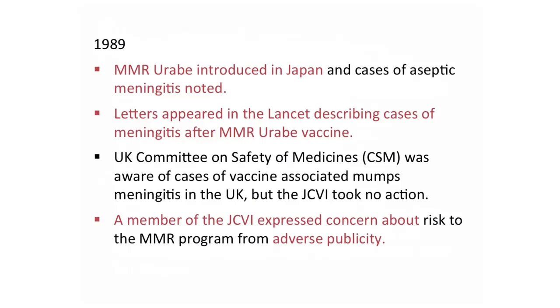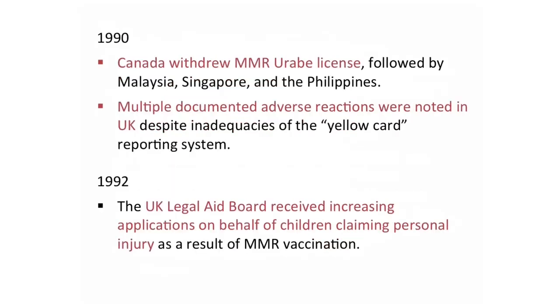A member of the Joint Committee on Vaccination and Immunisation expressed concern about the risk to the MMR program from adverse publicity. In 1990, Canada withdrew the MMR Urabe license, followed by other countries. Multiple documented adverse reactions were noted in Britain, despite the inadequacies of the yellow card reporting system, which, like our VAERS system, is a passive system in which only a percentage of reactions tend to be reported. The British Department of Health continued to use the MMR Urabe vaccine after it had been withdrawn from other countries.